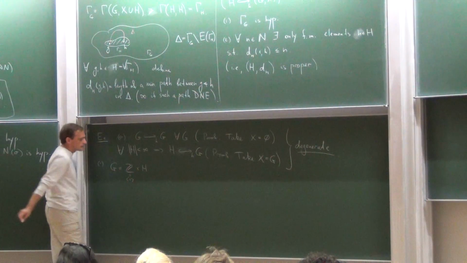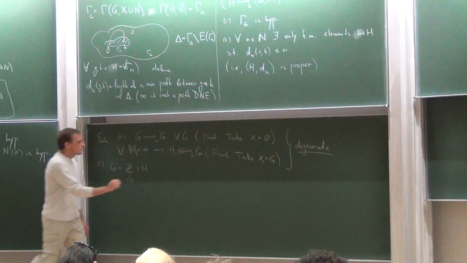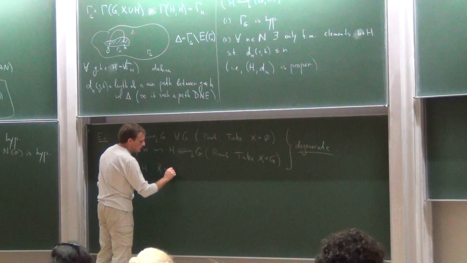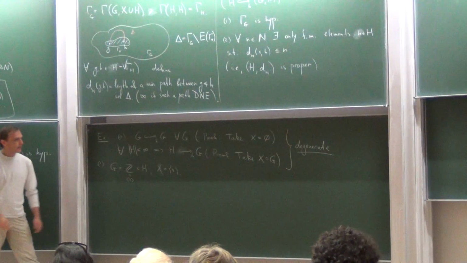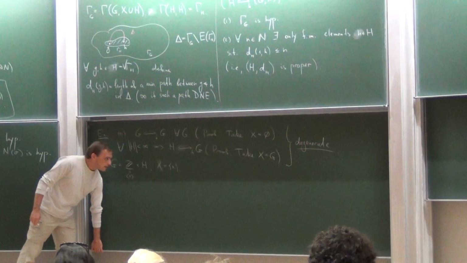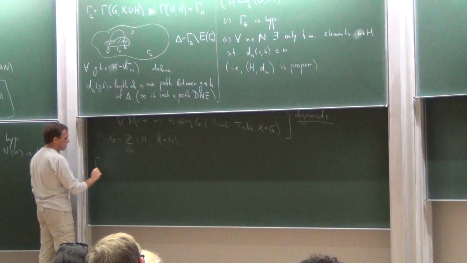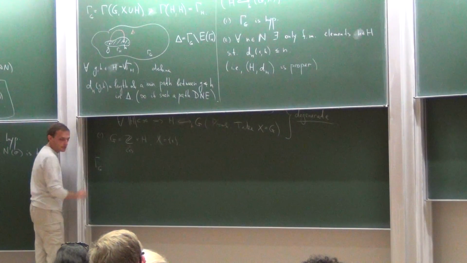x, little x is just the generator of Z. So I take capital X to be just this one element. Now let's think about the graphs. What is gamma sub g in this case?